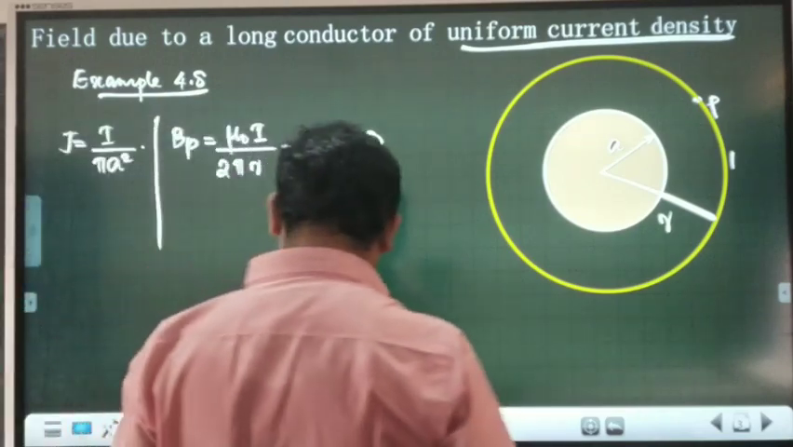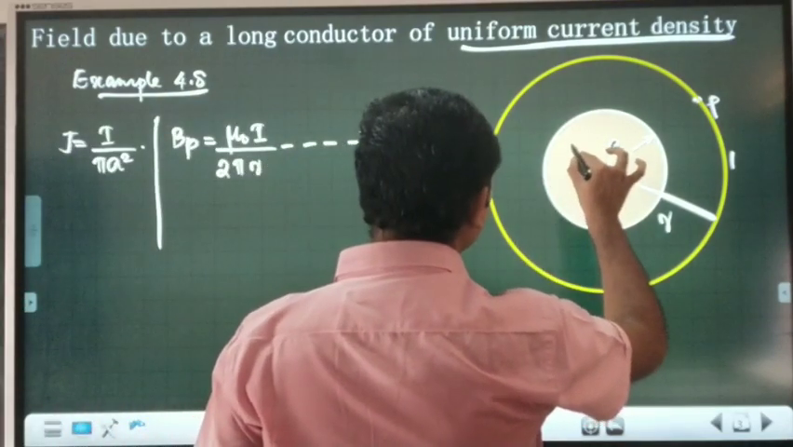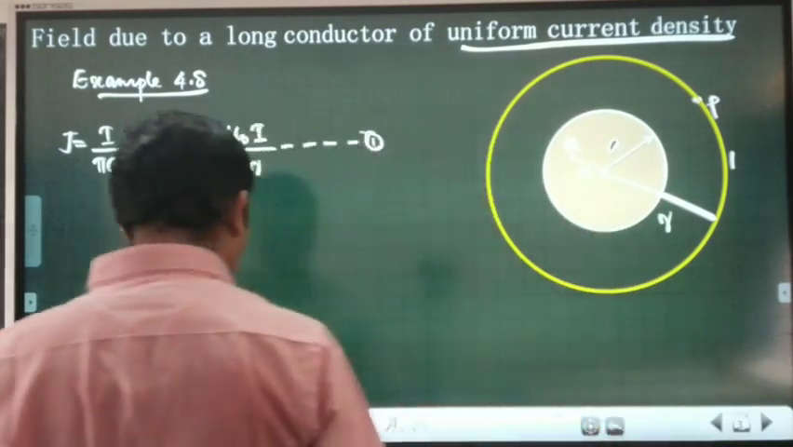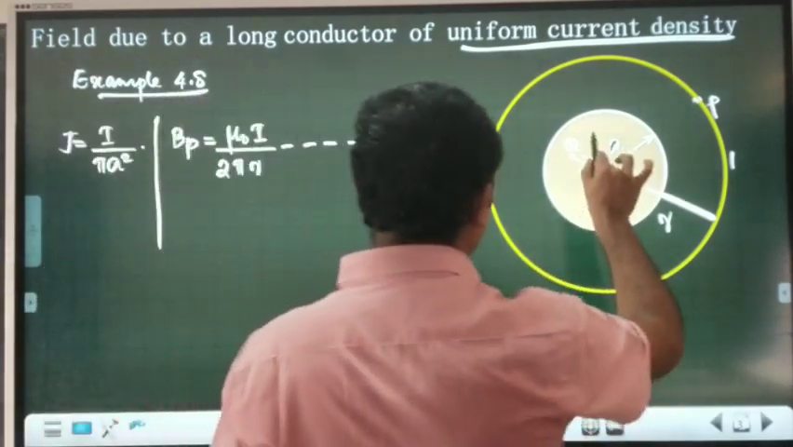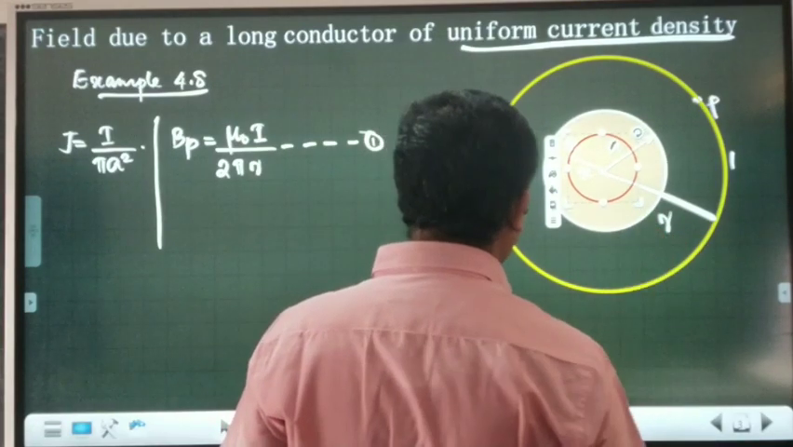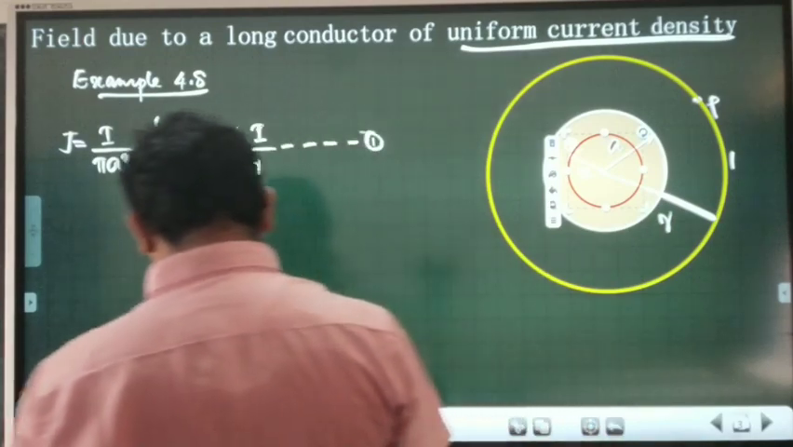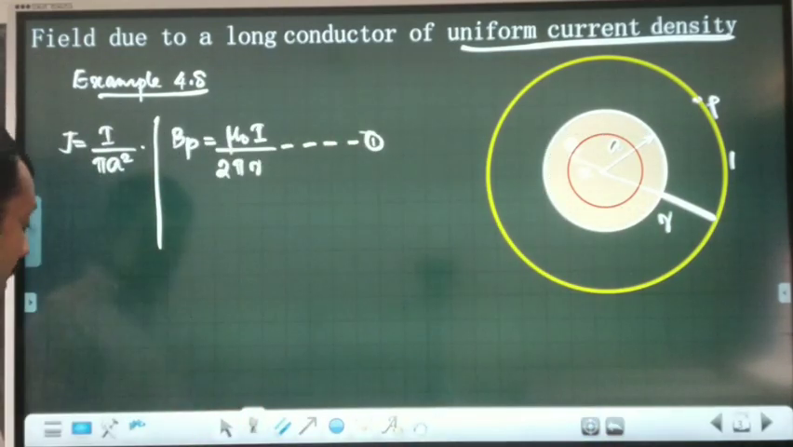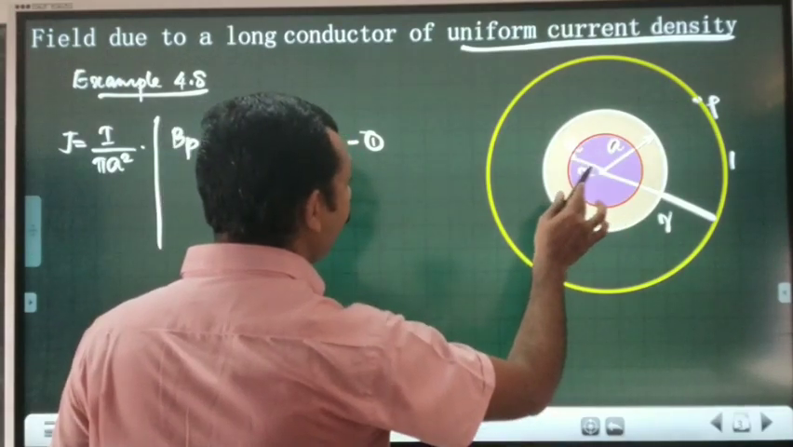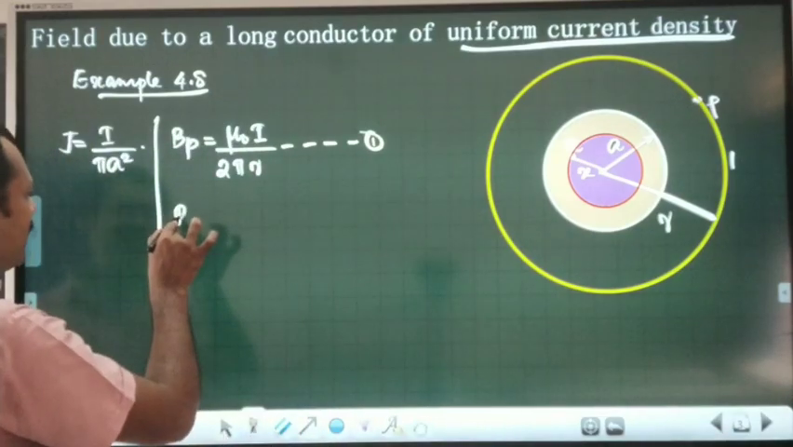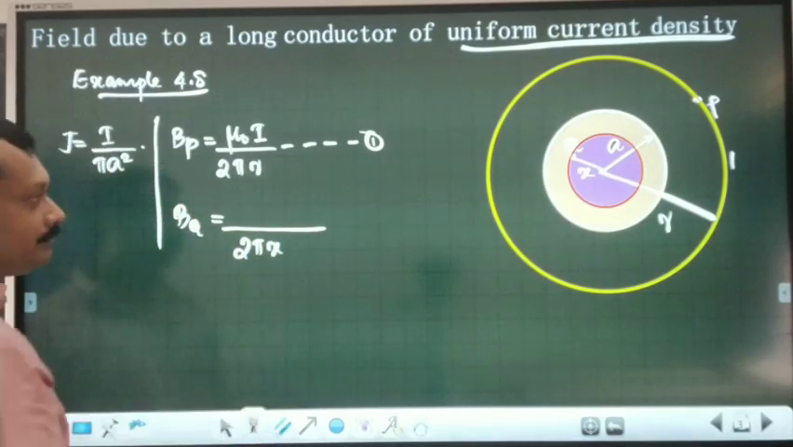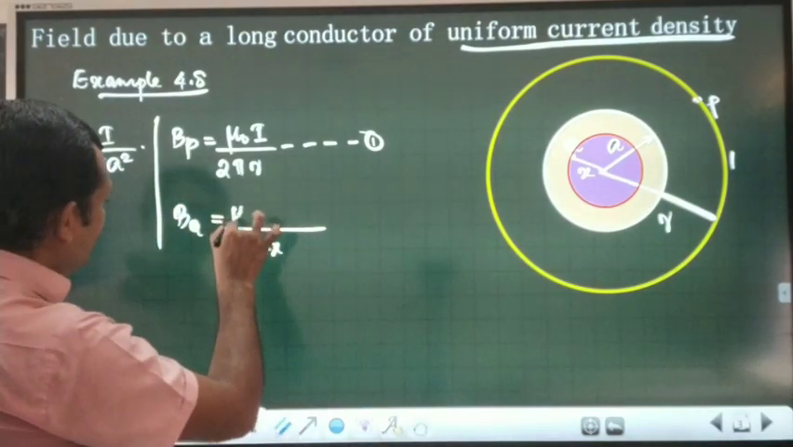Now I am going to take another point, say Q, which is at a distance x from the center of this conductor. I want to find out the magnetic field at x. Again, I am going to apply Ampere's law, so I am considering another Amperian loop of radius x. Now tell me, what is the magnetic field at Q? It is very easy to write the denominator, it is 2 pi x. One more thing we can easily write, that is mu 0.